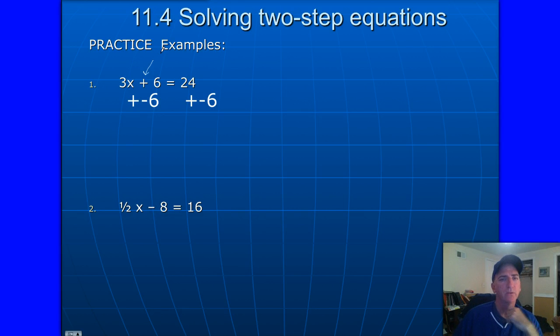Alright, now I'm going to simplify. That was the next step, right? Simplify means do the math. So that's 0. So now I'm going to add these two numbers here. Okay, 24 plus negative 6.